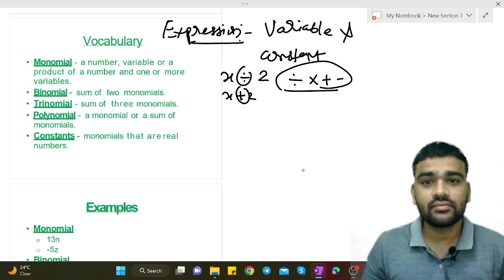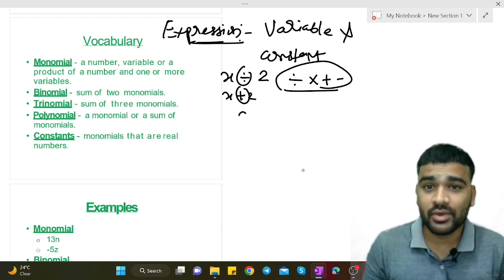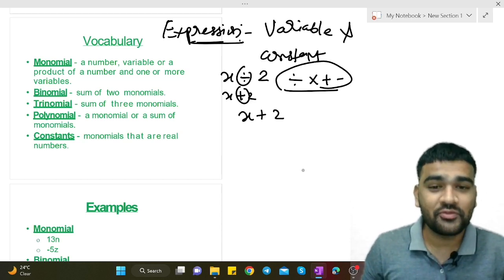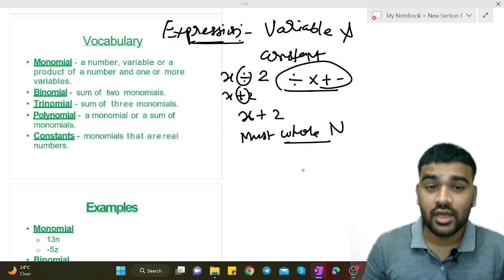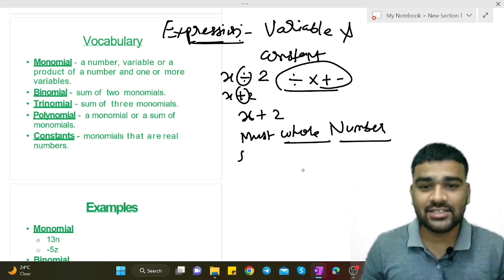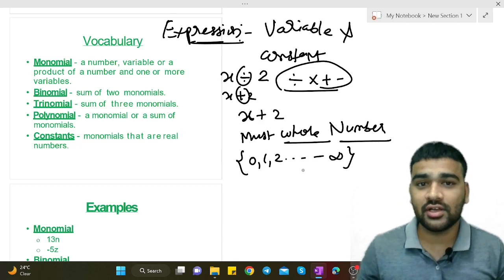If I write any constant and variable with a mathematical operator, that will be known as an algebraic expression. But make sure the power of the variable must be a whole number. Then the question is, what is a whole number? A whole number starts with 0, 1, 2 and goes up to infinity. That means a positive number that includes 0.